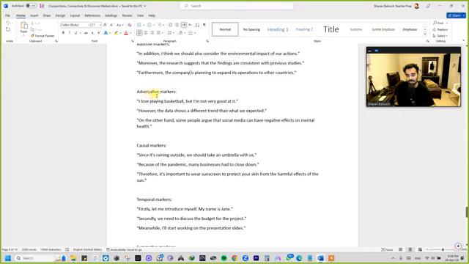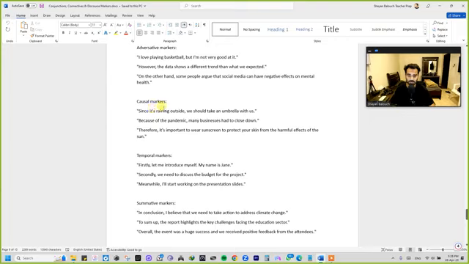Now then we have adversative markers. Okay, something that tells the opposite meaning. So in this case, I'm going to read the second one. However, the data shows different trends than what we expected. Okay, a little bit ambiguous. Let me read a simple one. I love playing basketball, but I'm not good. I'm not very good at it.